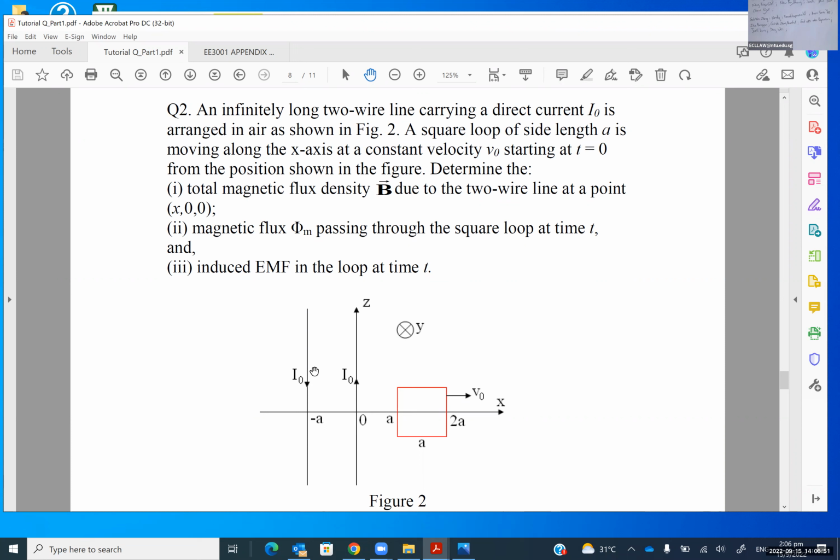Very quickly you can get the second wire. What's the direction of the field due to the second wire at the same field point, that x value, y equal to 0, z equal to 0?